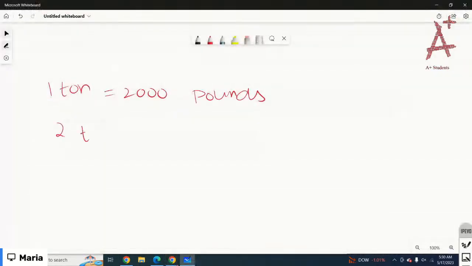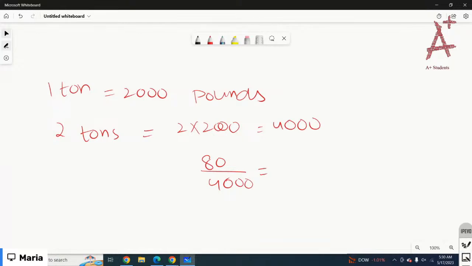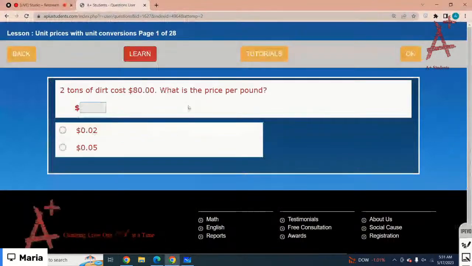So here we have 2 tons. That means 2 times 2000, you have 4000 pounds. So divide 80 by 4000. That would be 0.02. That means the price per pound would be $0.02. Got it?